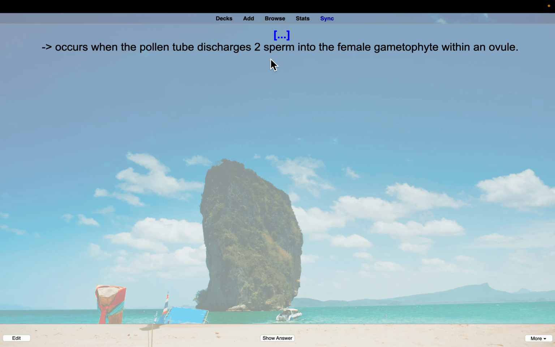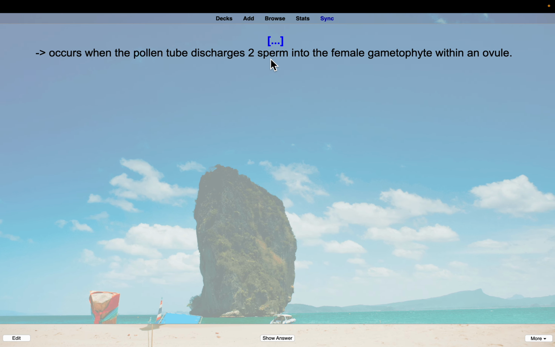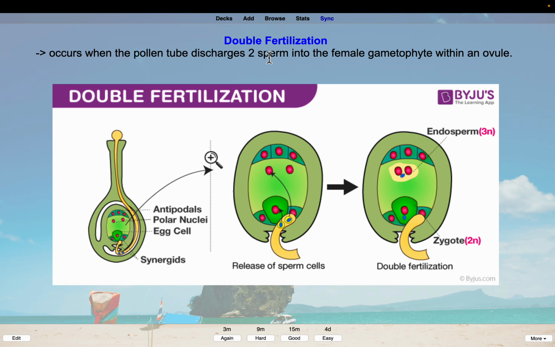Okay, first flashcard. Blank occurs when the pollen tube discharges two sperm into the female gametophyte within an ovule. I'm sure this is within the context of angiosperms, their mode of reproduction. So, double fertilization.